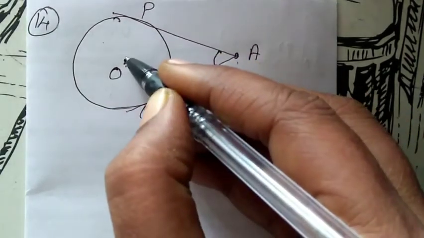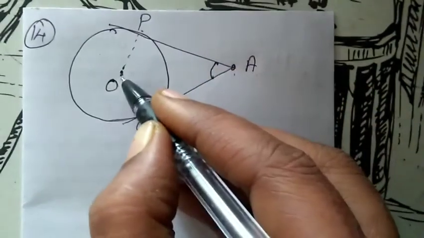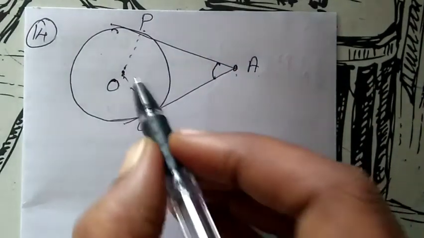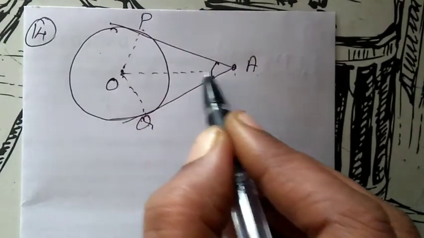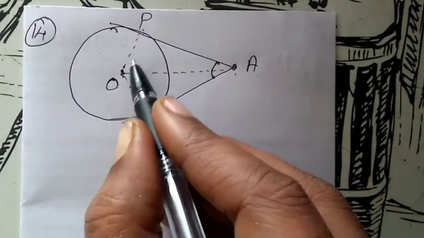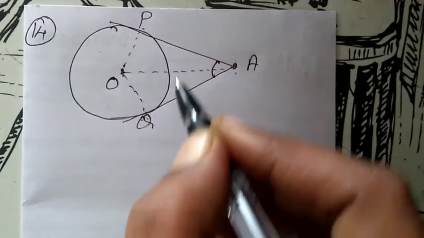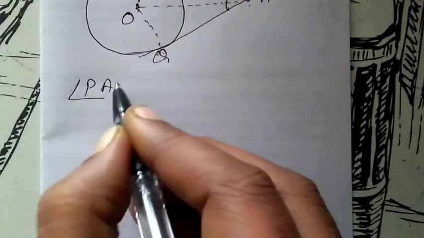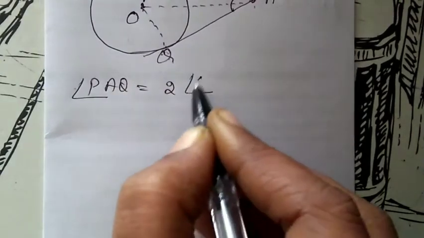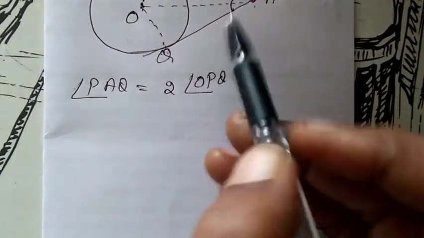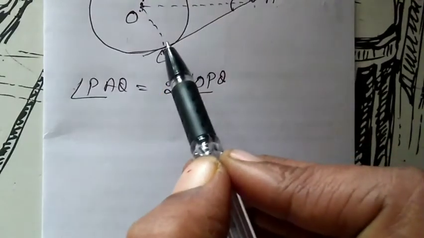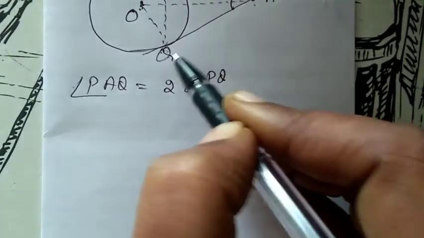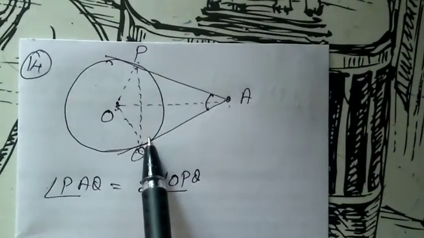So what we do? We join OP and OQ. From the diagram, you know these two are radius. Now let us draw a line, join O and A. We have to prove that angle PAQ is 2 times angle OPQ. OPQ means what? P and Q we should join. It has to be a chord. So the diagram will be like this.